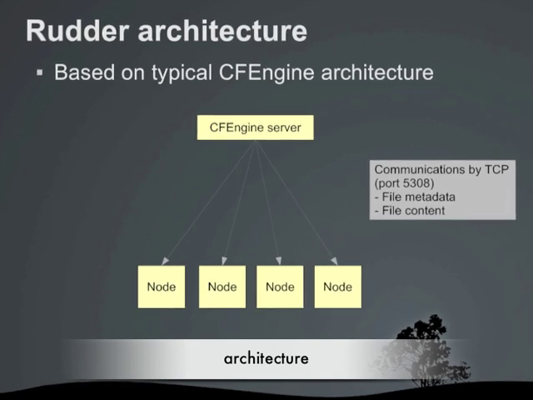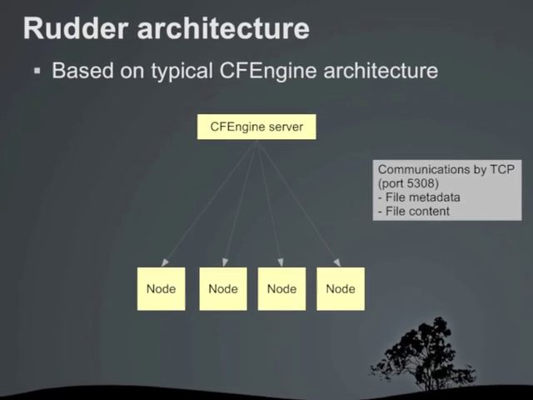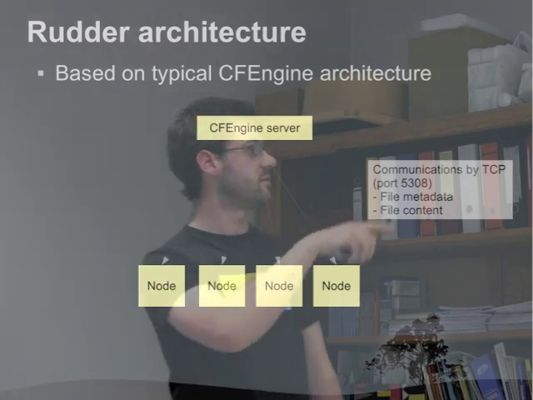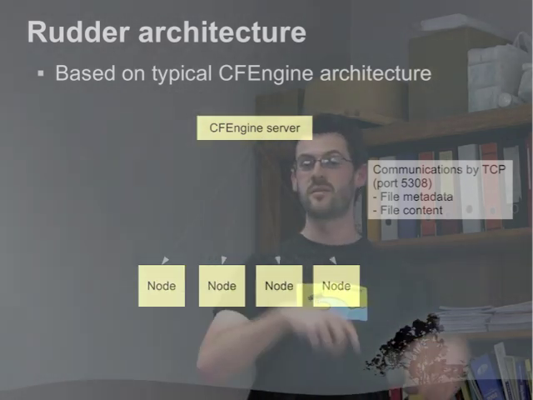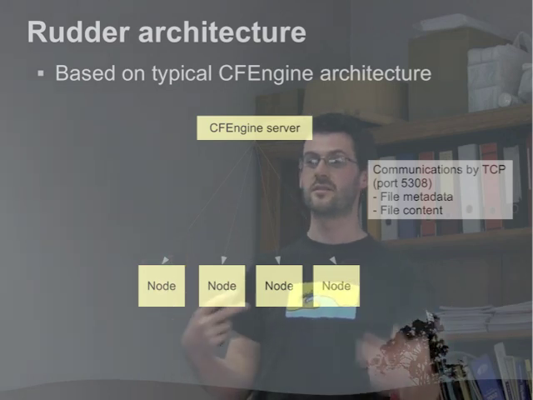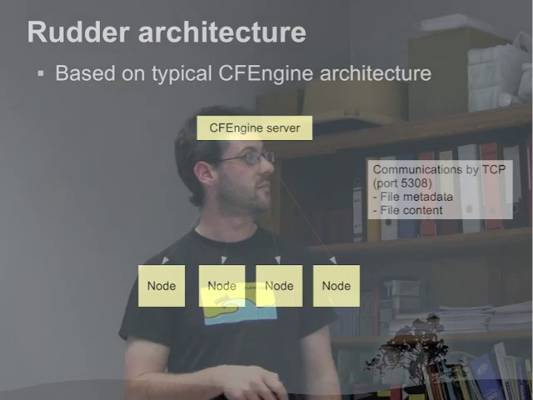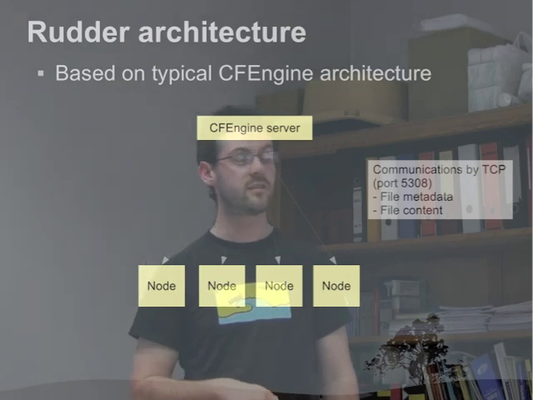But it depends again on the complexity of your configuration, how many changes you make, etc. So, how does the architecture work? Speaking of scaling, we basically use the CFEngine architecture, which is like this. You have a CFEngine server, you have nodes, they go and get the CFEngine configuration and apply it. We add a few things on. Oh yeah, that uses TCP communication on port 5308.